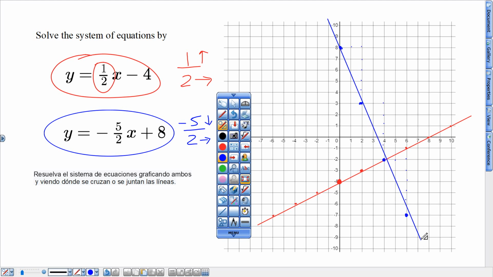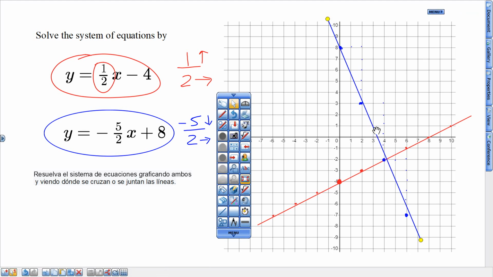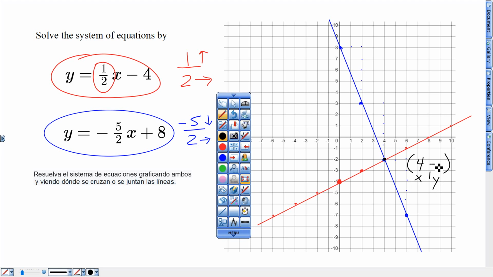And then I need you to know where those lines intersect. Where those lines intersect, that is your solution's coordinate. Draw my line accurate. So here it is. Where they come together right here, that coordinate for X and Y is my solution. So I'm going right 4, down 2. That is my solution.